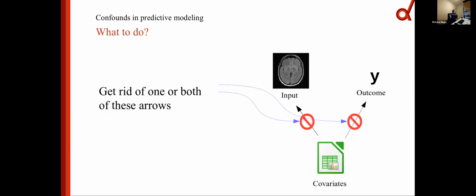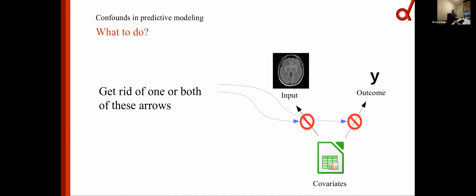Now, in general, what can we do to deal with confounds? It seems like you all understand this, but maybe somebody in the audience doesn't. So we have to get rid of one or both of these effects: the effects of my confounds on the outcome or the confounds on the input variables, in one way or another.